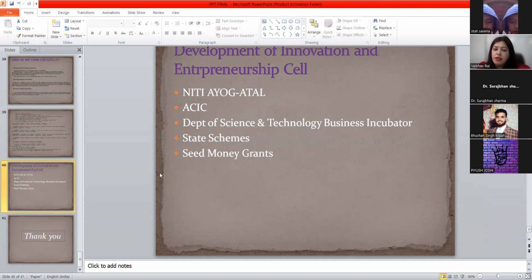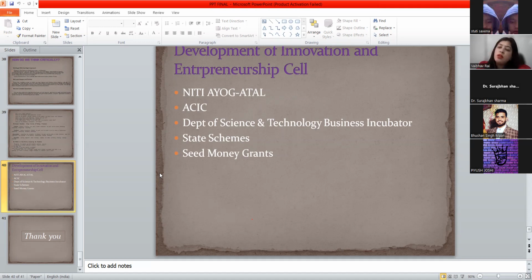A startup can only be funded if it has the capability of employing others, one, and second, the amount of employment it can generate, and what kind of problem you are solving. These are two very important things that are considered while funding.